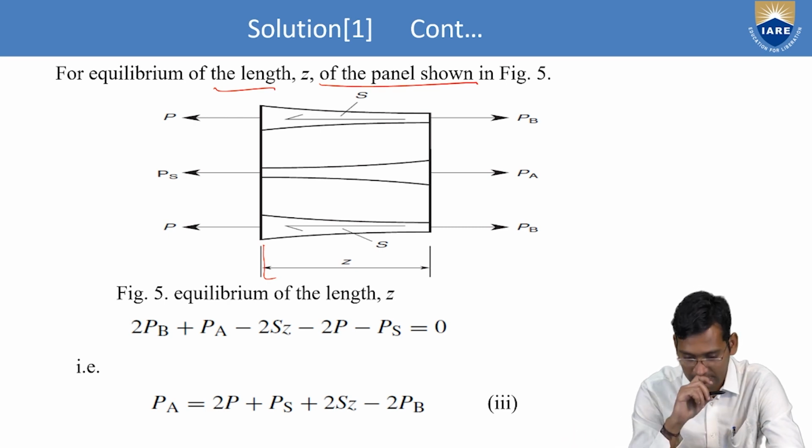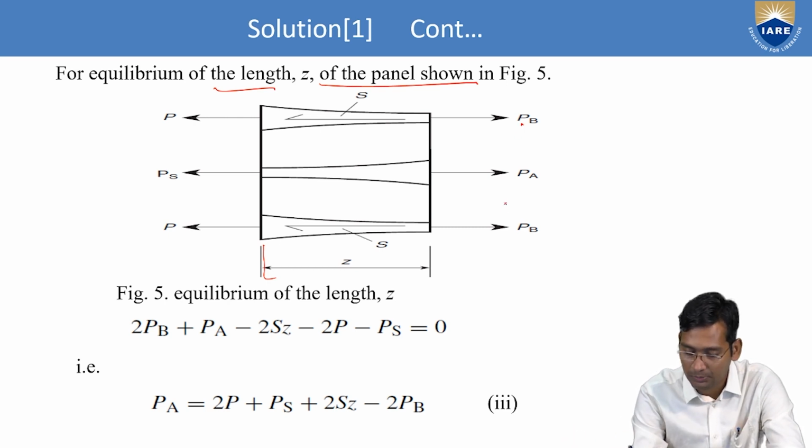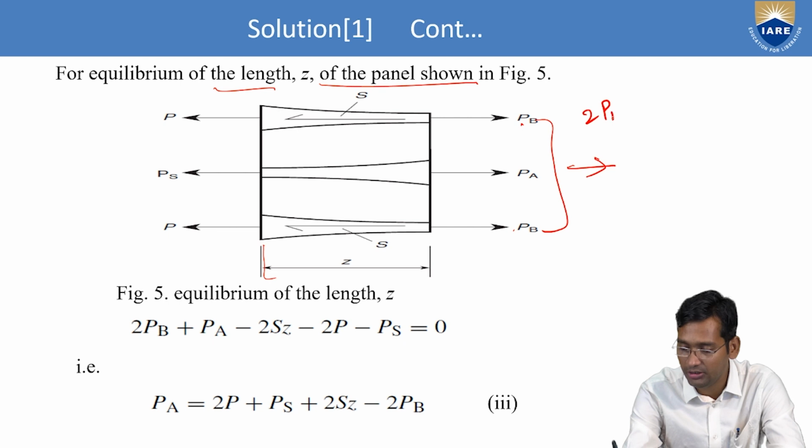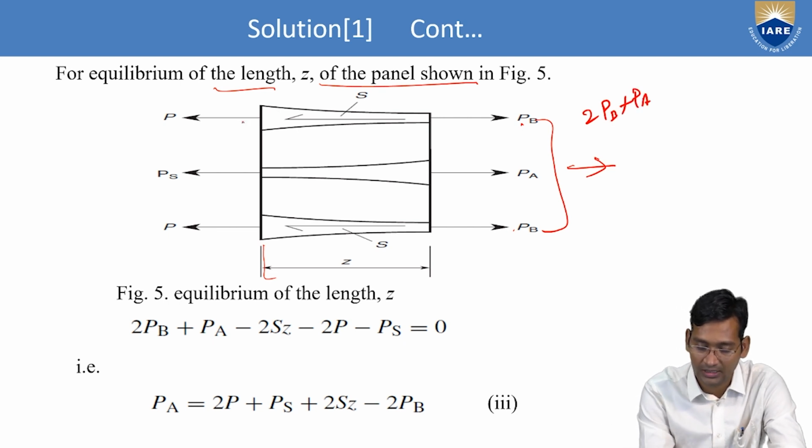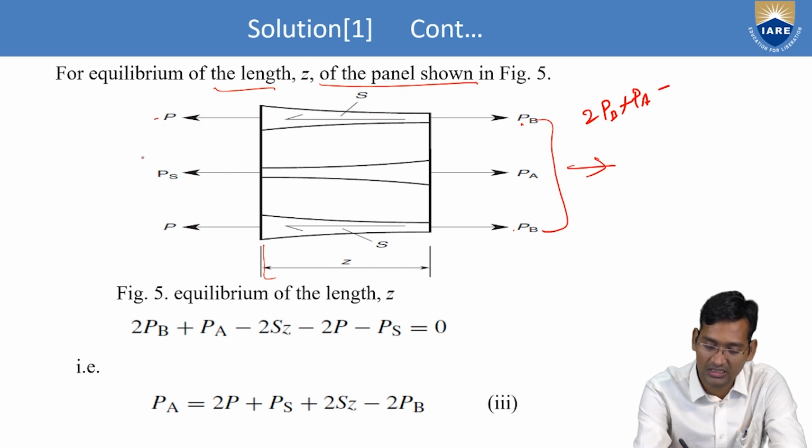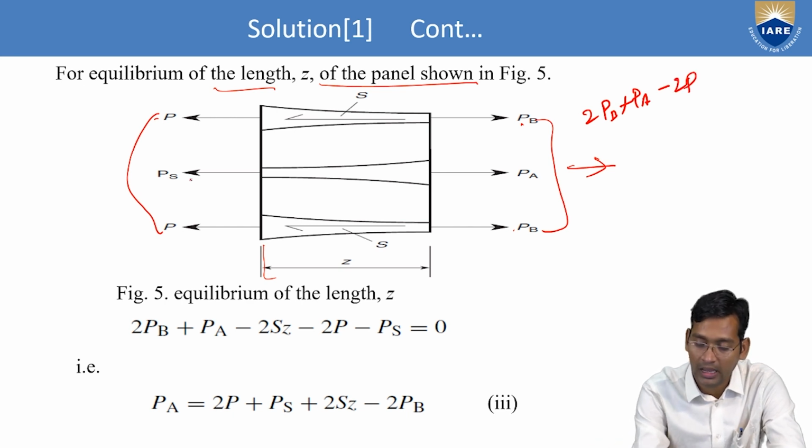So just see this figure. PB is acting in this direction, and we are taking this direction as positive. In this direction the total force is 2PB plus PA. In the opposite direction, what is acting? That will be minus P and P, so minus 2P and minus PS.